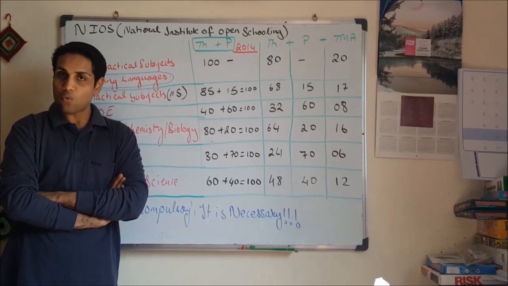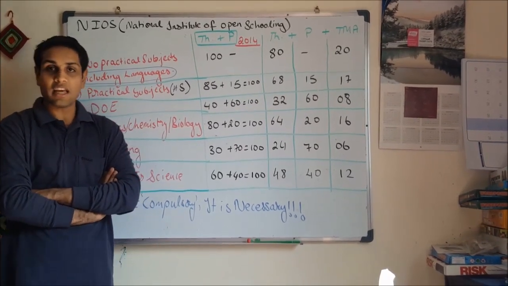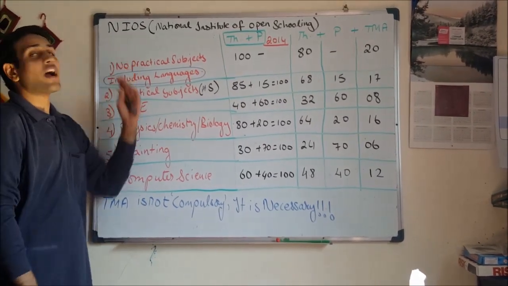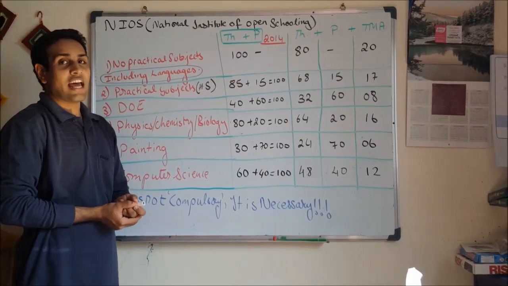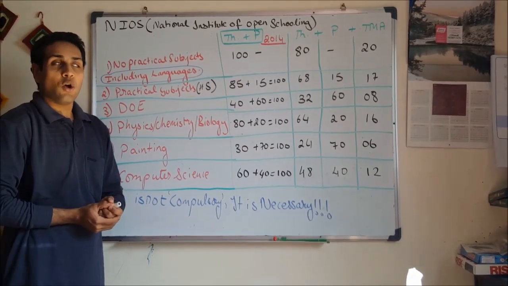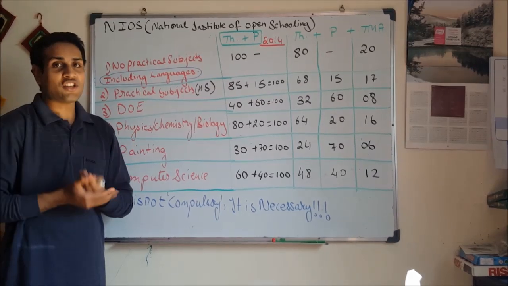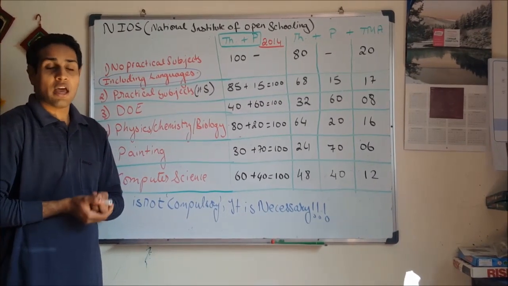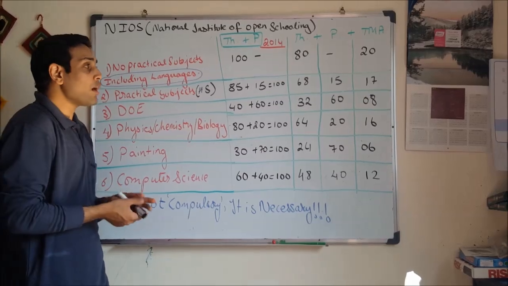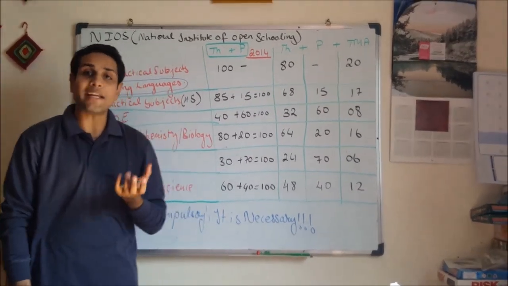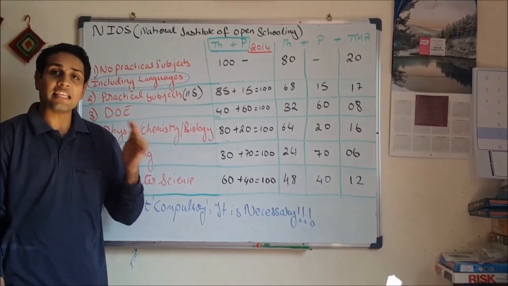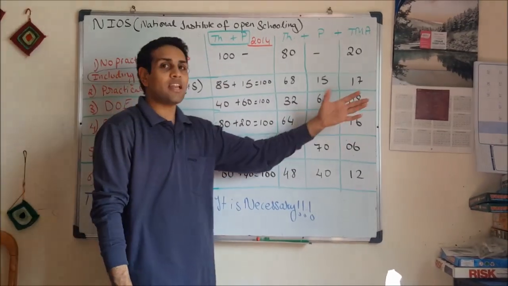In today's tutorial, we will be moving forward to discuss the TMA system of NIOS, also called the National Institute of Open Schooling. We all have a doubt, especially the students who are appearing for the exam and get their results: how come the TMA, which was weighing 20 marks for every subject, in the end turns out to be something very unusual?